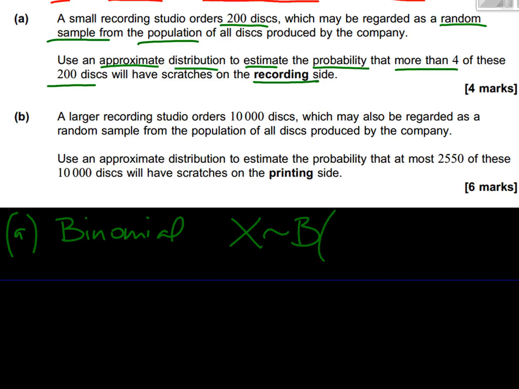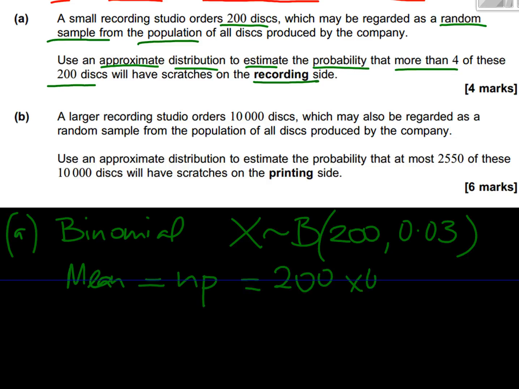Our n value, the size of the sample here, is 200. And our p probability we saw earlier from the scratches on the recording side was 0.03. So that's our binomial. Okay, so what does that tell us about the mean and standard deviation? Well, the mean of the binomial we know is np, which is 200, our n, times 0.03, which is 6.